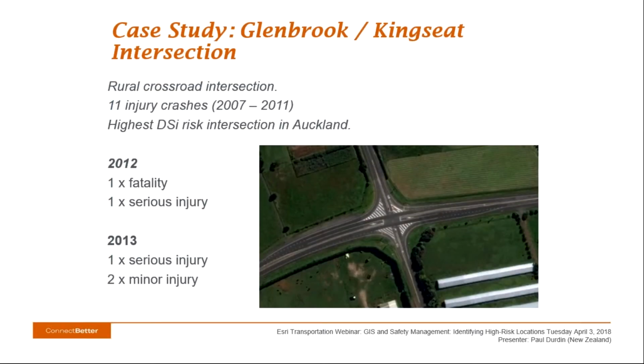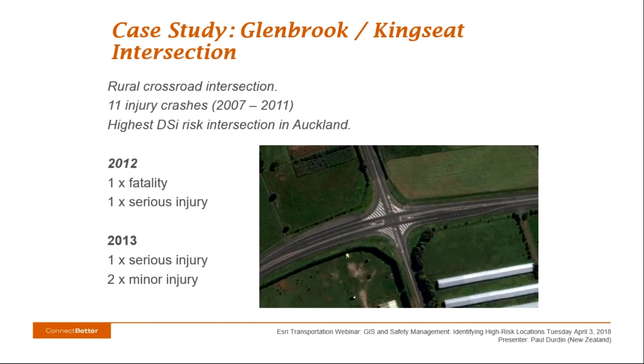Now, if you recall on the chart, the data point that was sitting highest on the vertical axis was the Glenbrook Kingseat intersection, which is located in the rural part of Auckland, a high-speed environment, rural crossroads. Between 2007 and 2011, there were 11 injury crashes at this intersection. It had the highest DSI risk in Auckland. In 2012, that intersection was identified and presented to Auckland Transport as having the highest risk in Auckland.